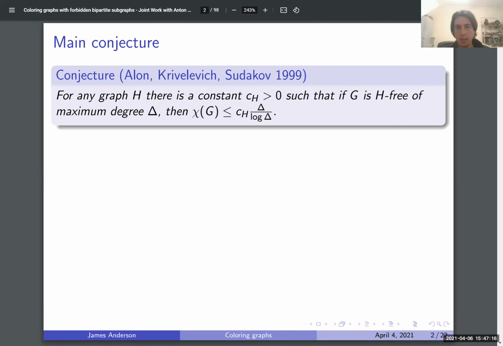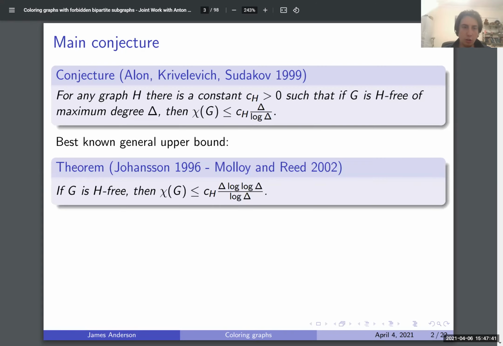So in 1999, Alon, Krivelevich, and Sudakov conjectured that for any graph H, there is a constant C that depends on H, such that if G is an H-free graph of maximum degree delta, then the chromatic number of G is at most this constant times delta over log delta.